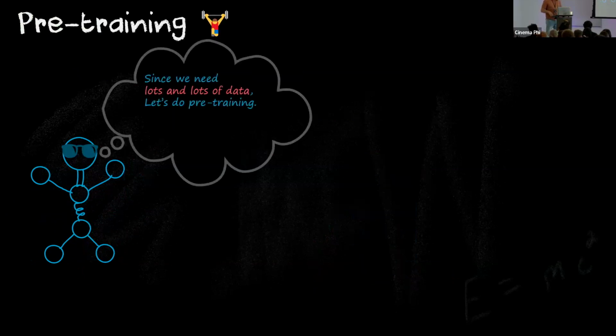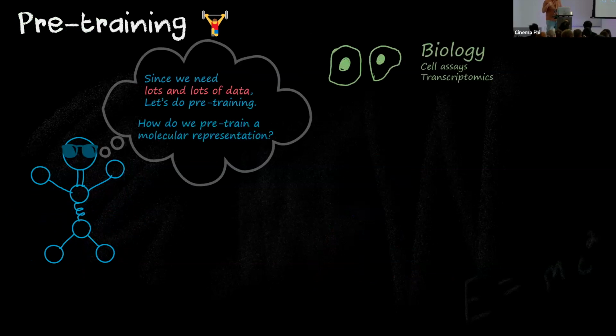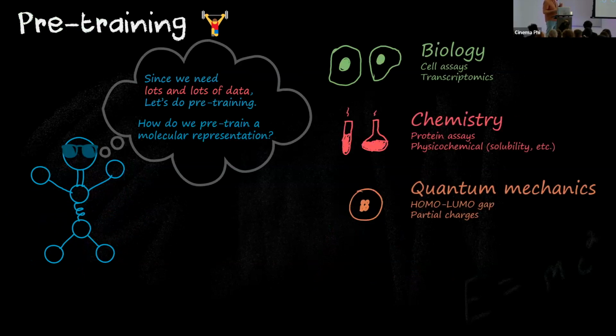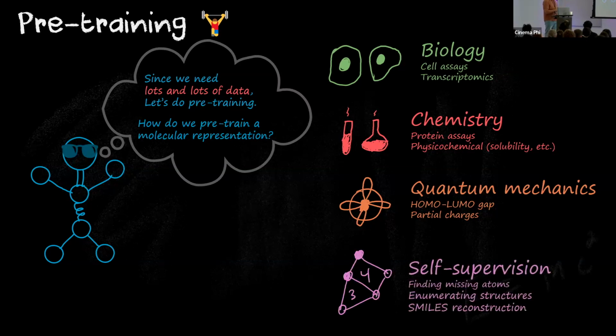Now we talked about needing lots and lots of data for transformers. So what if we use pre-training to get that data? When doing pre-training, we can think about all the biological assays that exist, like cell assays, transcriptomics, the chemistry assays like protein assays or physicochemical solubility, for example. We can think about quantum mechanics simulation, for example, to get the HOMO-LUMO gap or partial charges. And we can think also about doing self-supervised learning. I'm not really a big fan of self-supervised learning for graphs because it really doesn't allow us to capture anything else than the structure of the graph itself.